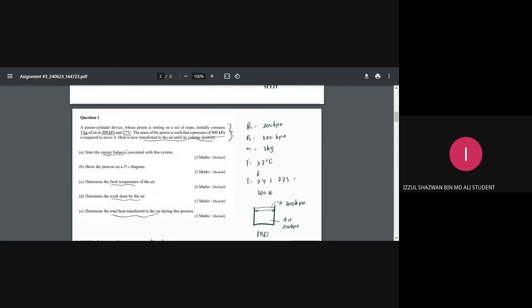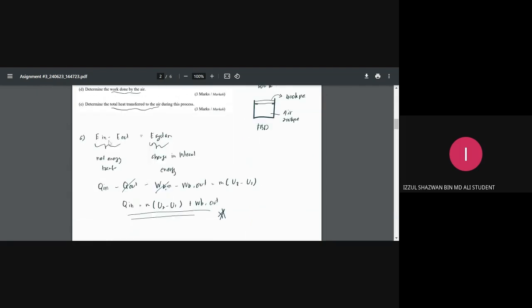Question A asks us to state the energy balance associated with the system. So we will get E in minus E out equal to E system, where E in minus E out is the net energy transfer, and E system is the change in internal energy. So we will expand it to Q in minus Q out, W boundary in minus W boundary out, equal to mass times U3 minus U1.